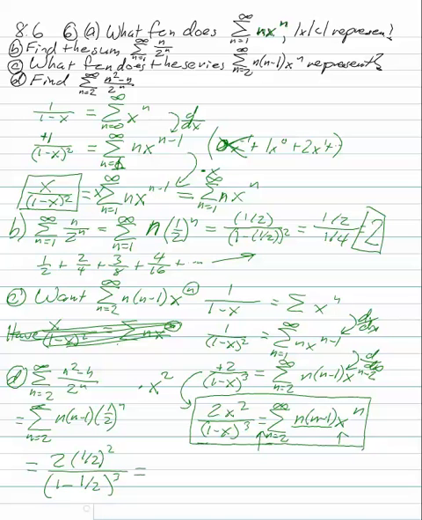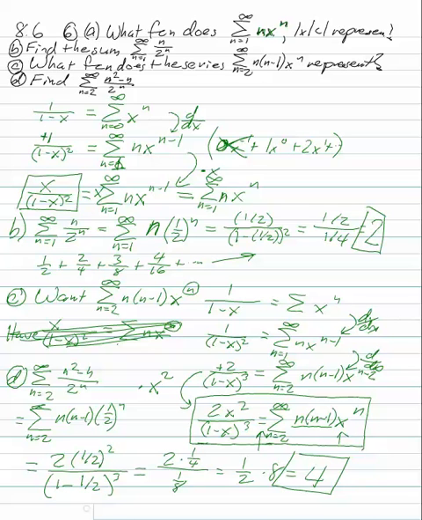And from our equality right here, we know that that's equal to 2 times x, which is 1/2, squared, over 1 minus x, which is 1/2, quantity cubed. So, doing a little arithmetic, we get 2 times 1/4 over 1 minus 1/2 is 1/2, cubed is 1/8. So 2 over 1/4 is 1/2 times 8, which is 4. So that's it for 8.6.